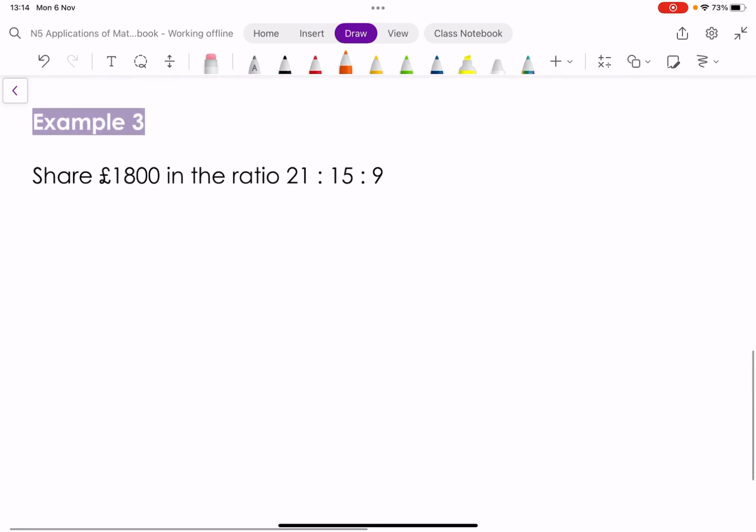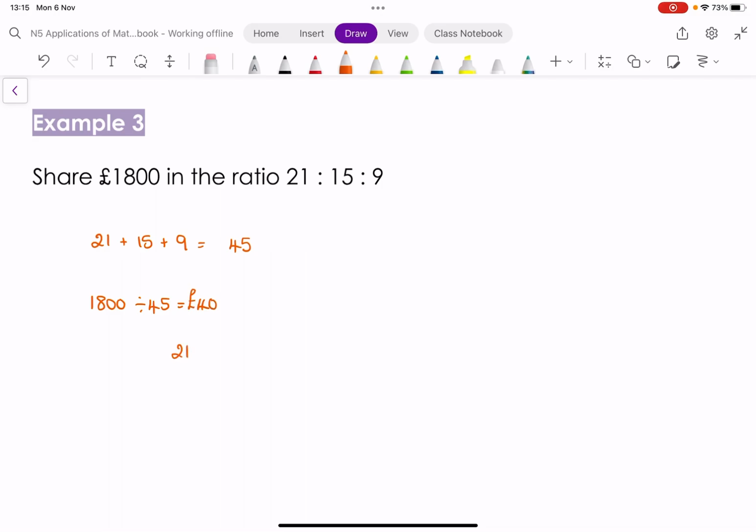At National 5, you could quite easily be given a 3-part ratio, but we just do the same thing. So step number 1 would be to add 21, 15 and 9 to get 45. I'm then going to divide 1,800 by 45 to work out how much 1 part is worth. So that's £40.